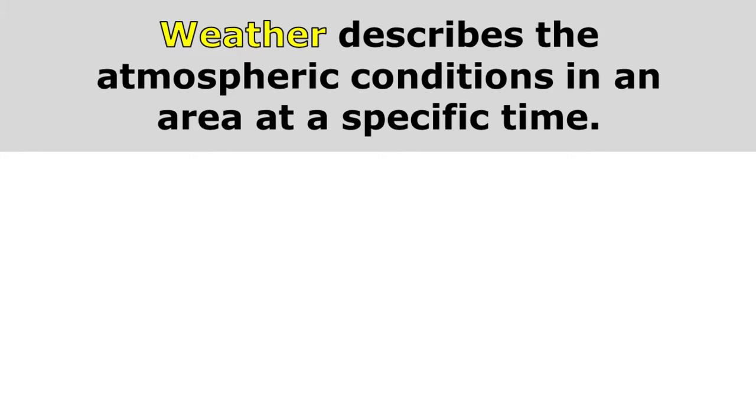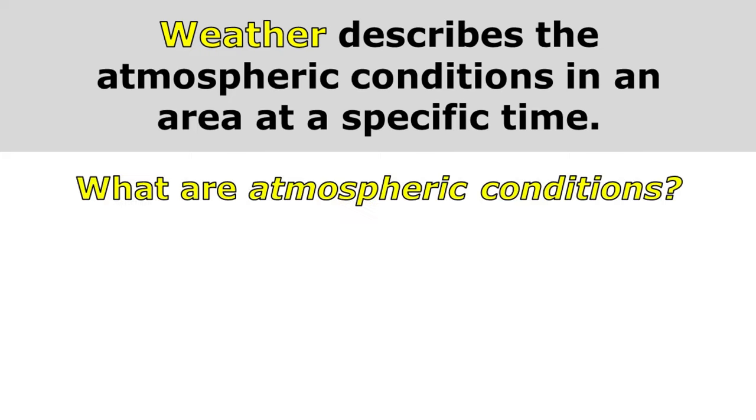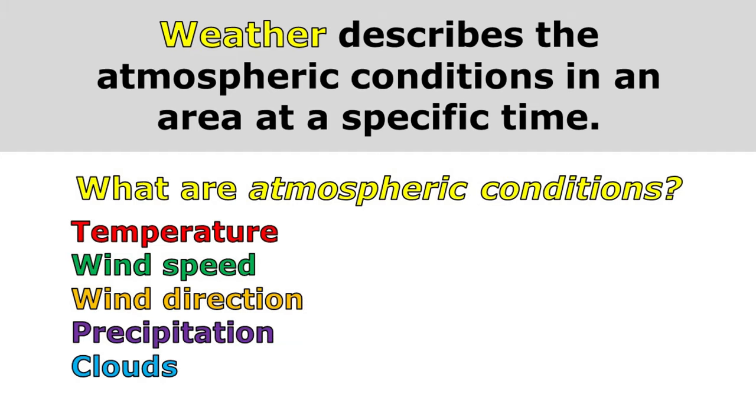Weather describes the atmospheric conditions in an area at a specific time. So what are atmospheric conditions? Well, that just describes what's going on outside. So the temperature, the wind speed, the wind direction, precipitation, is it raining? Is it cloudy? Is it sunny? All of those are descriptions of the atmospheric conditions.